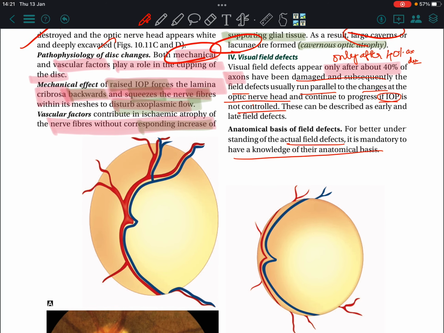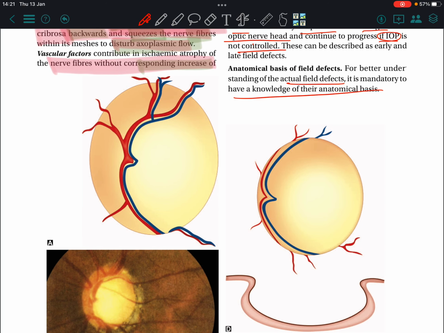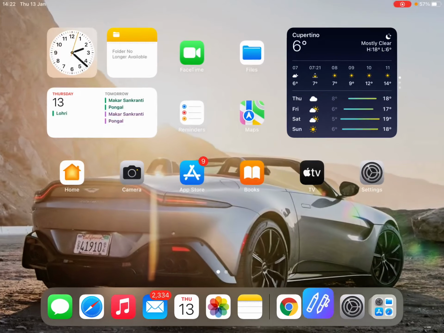Visual field defects. They appear only after about 40% of axons have been damaged, and subsequently the field defects usually run parallel to the changes at the optic nerve head and continue to progress if IOP is not controlled. These can be described as early and late field defects. Anatomical basis of field defects. For better understanding of the actual field loss, it is mandatory to have knowledge of their anatomical basis.